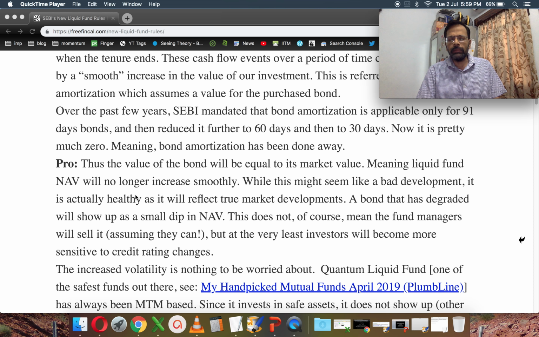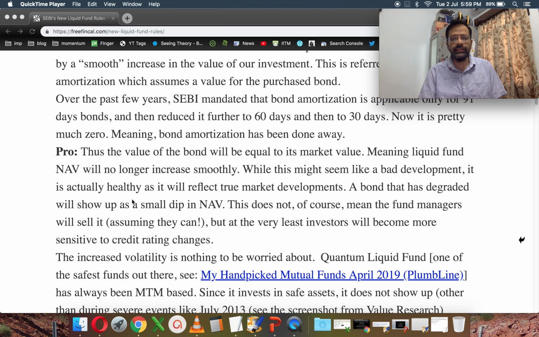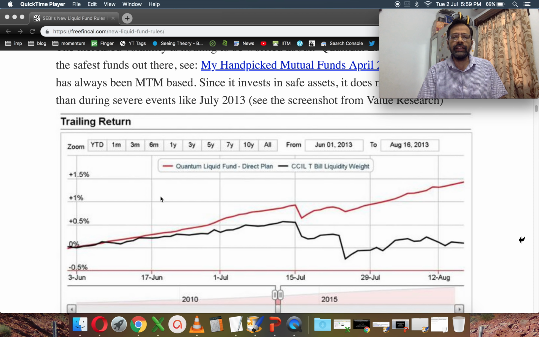For example, Quantum Liquid has been employing mark-to-market valuation right since inception, as far as I know. And you can see that in July 2013, because of the mark-to-market, the fund fell that much. But then it will quickly recover within a few days. It's not a big deal. So don't worry too much about this mark-to-market as long as you choose safe funds like Quantum Liquid.